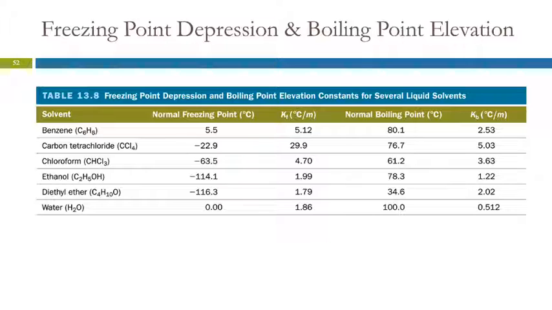So here's a table from your textbook. Here we've got several different solvents, their normal freezing points, and the freezing point depression constant. These are given in degrees Celsius per molal. And then just a couple slides later, here are normal boiling points and the boiling point elevation constants, which are also in degrees C per molal. So we're going to need the one for water in the next problem, 1.86.